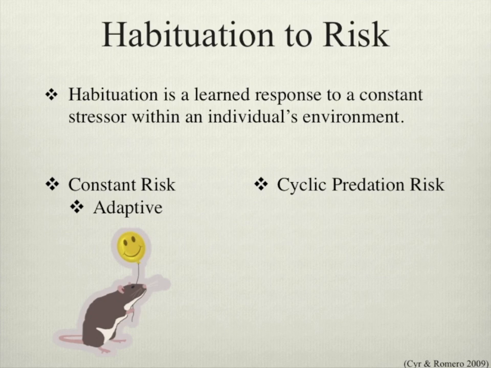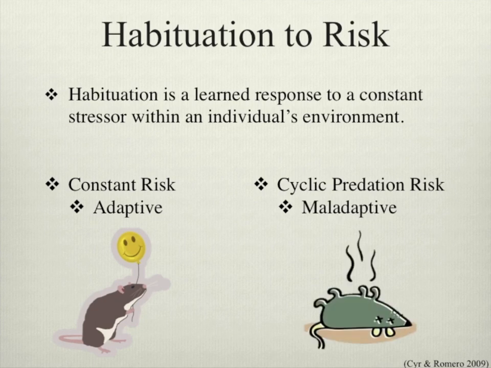However, if we see things like cyclic predation risk, where there are intense periods of perceived risk within your environment, followed by no risk, followed by sudden risk, followed by no risk again, it becomes unpredictable. If you habituate to an unpredictable cue, that's more likely to be maladaptive and lead to death. You don't want to stop responding to something that may actually kill you.